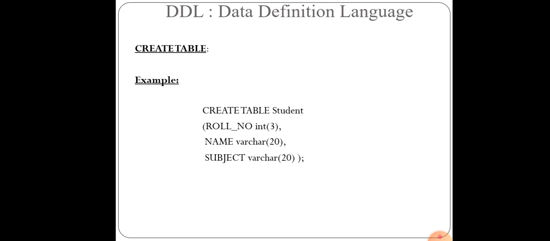So here is an example. Create table, table name, specify the first field name, its data type, and within the brackets specify the size. Then the second field name, varchar is the data type, size is 20. Size means that a maximum of 20 characters are allowed in this particular column. Varchar means variable character, that means both characters and variables, and if any special characters are to be entered, they can be easily entered in this type of column.